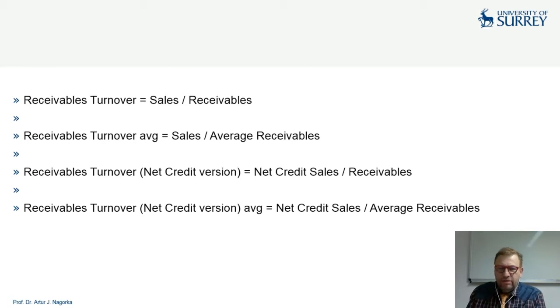So the question is, should we calculate all receivables? Because calculating these cash ones does not make logical sense. You want to know what happens with these receivables that are on a delayed period. So what you do, you just take the credit sales and divide by receivables. You just take out from your analysis everything that is sold on cash. And of course, inevitably, you have a variation of that, which is the receivables turnover based on net credit in average version. You take the net credit sales and divide by average receivables.